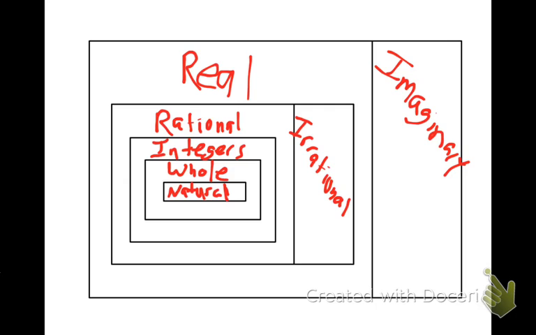Same is true of real and imaginary. It cannot be real and imaginary. It has to be one or the other. All of this together makes up what is called the complex numbers. Complex numbers are when you take both a real and an imaginary number. So this is our set of numbers.